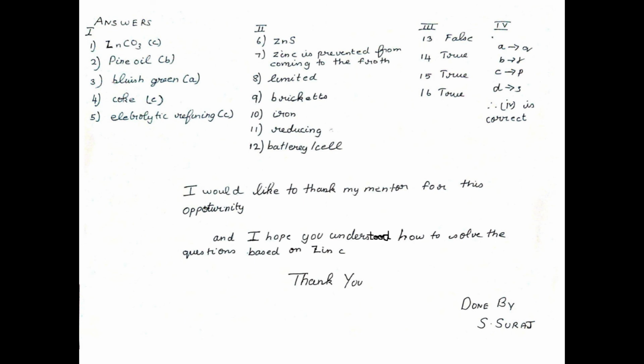Now let us move to the second Roman, fill in the blanks. Sixth one, zinc sulfide, ZnS. Zinc is prevented from coming to the froth. Eighth one, limited. Ninth one, briquettes. 10th one, iron. 11th one, reducing. And 12th one, battery or cell. Now let us come to the third one, true or false. So 13 is false, 14 is true, 15 true, 16 true.